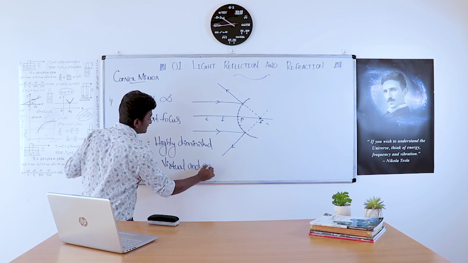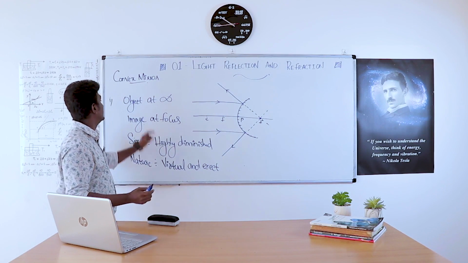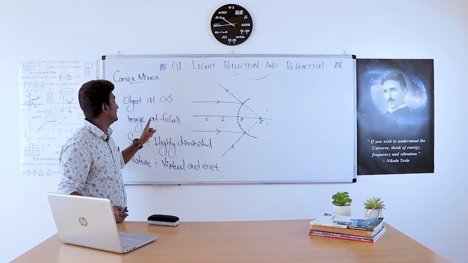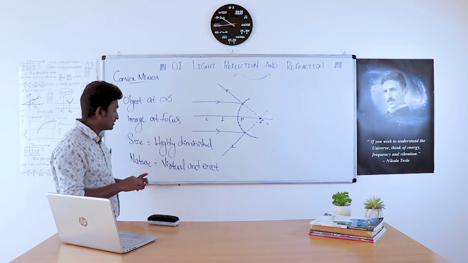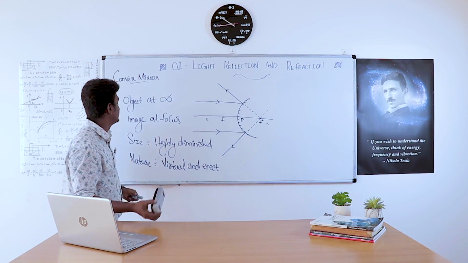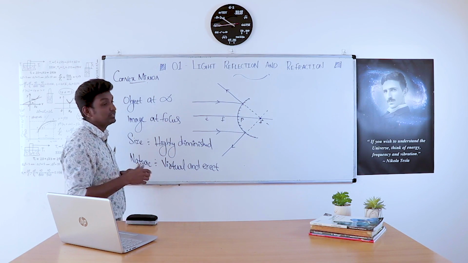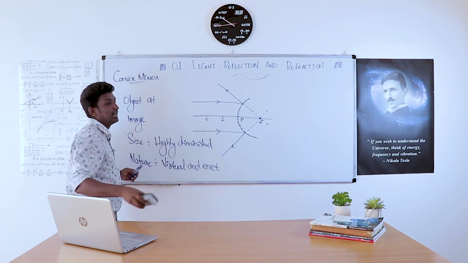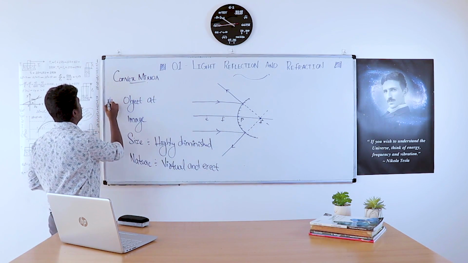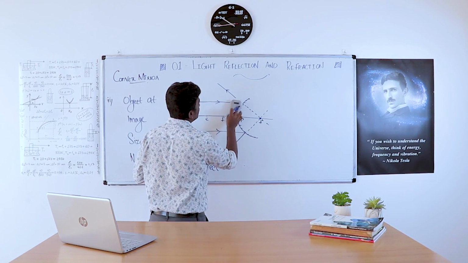So this is the first case of image formation by convex mirror. Object at infinity, then the image is formed at focus but behind the mirror. The size of the image is highly diminished or point sized, and the nature of the image is virtual and erect. This is the first case. Now we can study the second case, which is the last case of image formation by spherical mirror.